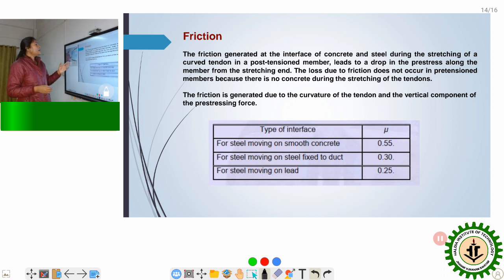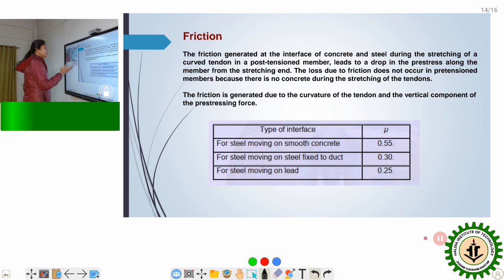Here, as we can see, friction is normally much more predominant in post-tension members, not in pre-tension members, because in a pre-tension member, when the pre-stressing happens, the concrete is not yet cast. But in a post-tension member, the concrete is already cast and hardened, and then the pre-stressing happens for the tendons. So there is a frictional loss in post-tension members. We cannot generally see it in pre-tension members.